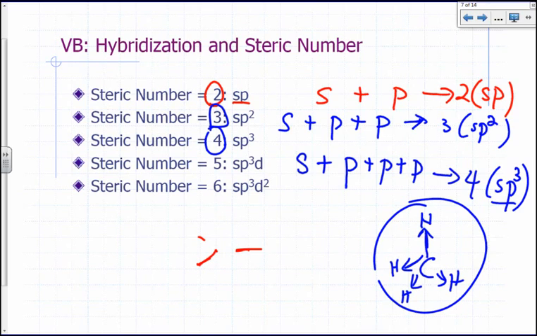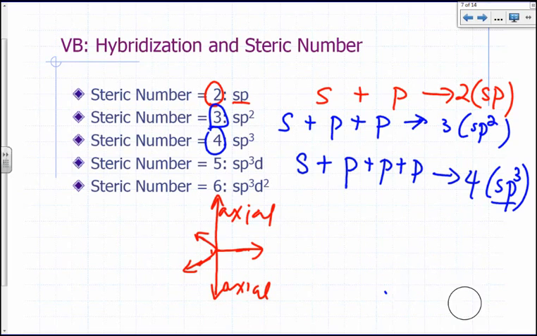Sorry, 120 degrees apart, and then those are your equatorial groups, and then you have 2 axial groups. You can imagine those as pointing towards the North Pole and the South Pole. So here's your axial group. This is an axial group down here, and you have 3 equatorial groups. For that, you're going to need to hybridize 5 orbitals, and those 5 orbitals are an s orbital, 3 p orbitals, and a d orbital.